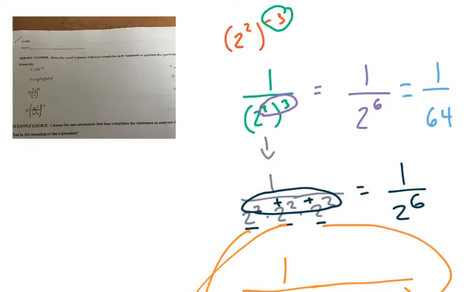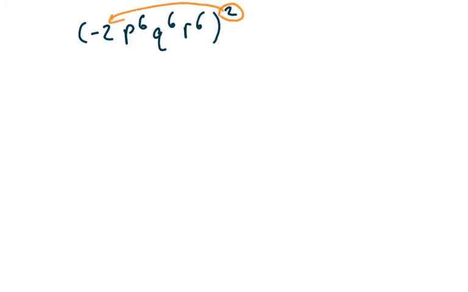Let's move on now to question 2. So in question 2, we have negative 2, p to the 6, q to the 6, r to the 6, all squared. Same idea here. You're going to use the power rule, and you're going to go to every value. Those of you that missed this question, what you probably missed is you forgot to take the 2 and put it to the negative 2. So this becomes negative 2 squared.